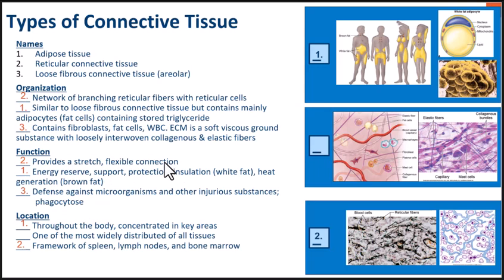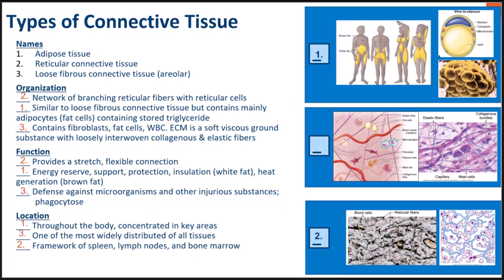A role of loose fibrous connective tissue includes the defense against microorganisms and other injurious substances. And that's because it contains a lot of white blood cells. So if we look over on this next image, we can see the presence of macrophages, which are a white blood cell, and mast cells, which are also a white blood cell. Plasma cells are a type of white blood cell. And then you can see some of the fibers. And when we say loose fibrous connective tissue, it's because the fibers are sort of loosely scattered throughout the area.